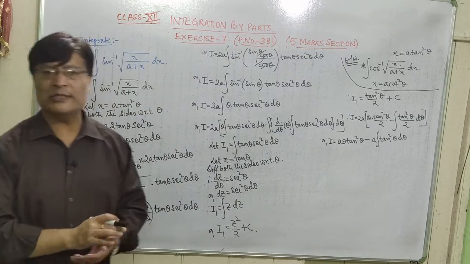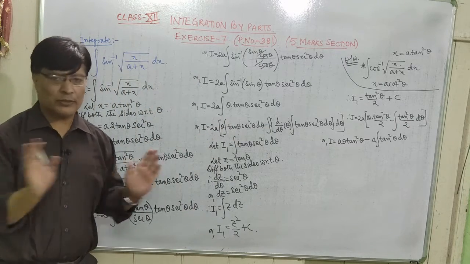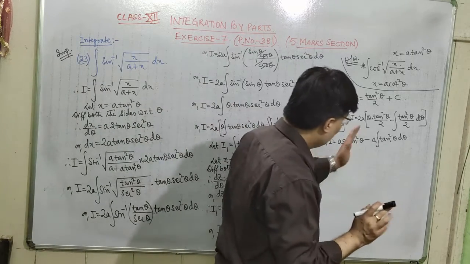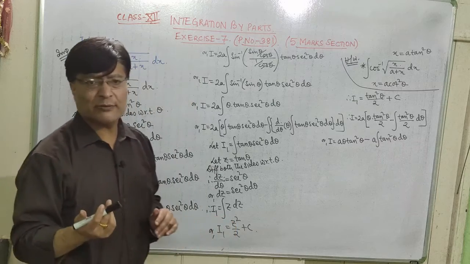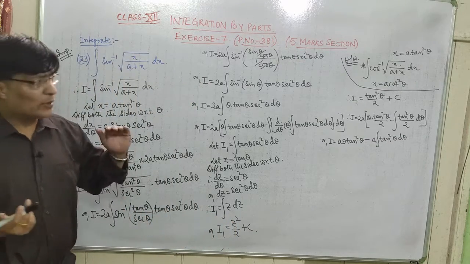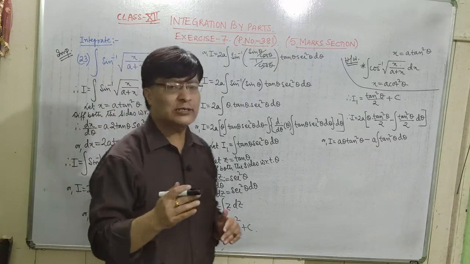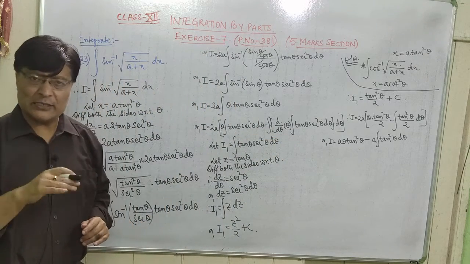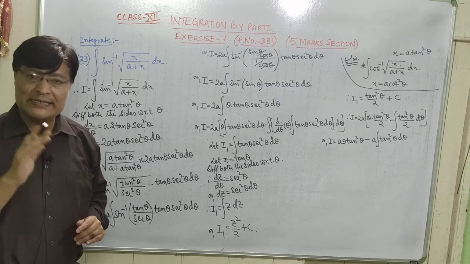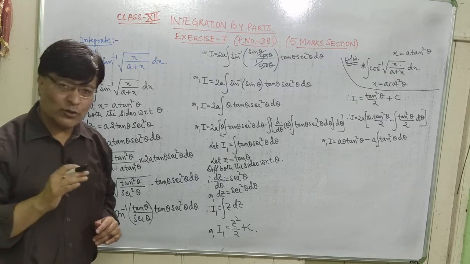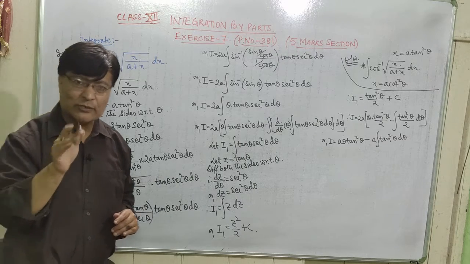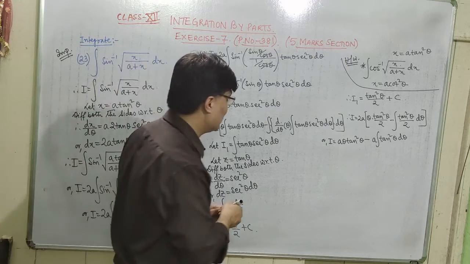Now how can you evaluate this integration? Integration of tan square theta. You cannot evaluate it directly, right? So you know the integration of sec square theta d theta. So let us convert this tan square theta in terms of sec square theta. What is the formula for tan square theta in terms of sec square theta? It is sec square theta minus 1. You know sec square theta is equal to 1 plus tan square theta, so tan square theta is equal to sec square theta minus 1.